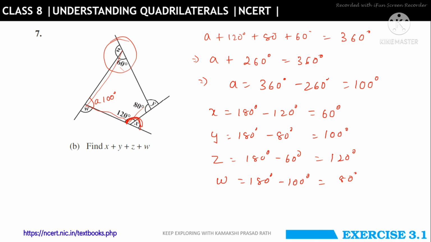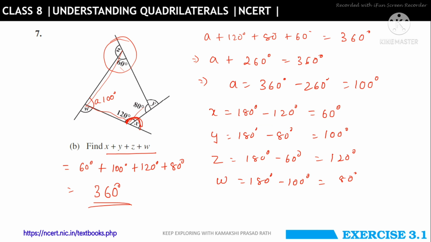Now we'll find the sum of the angles x plus y plus z plus w. So x is 60, y is 100, z is 120 and w is 80 degrees. When we add 60 plus 100, 160 plus 120, 280 plus 80, we get 360 degrees. Hence we have used the angle sum property of the quadrilateral, and after that we found the interior angle. Then using that interior angle we found the exterior angles.